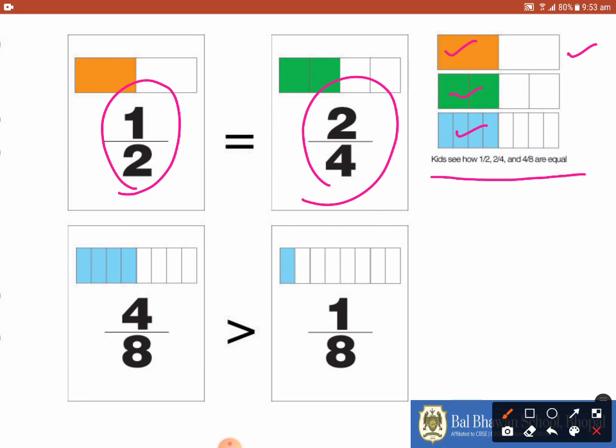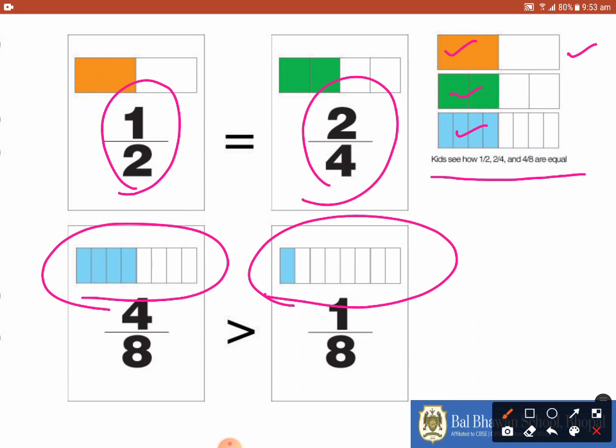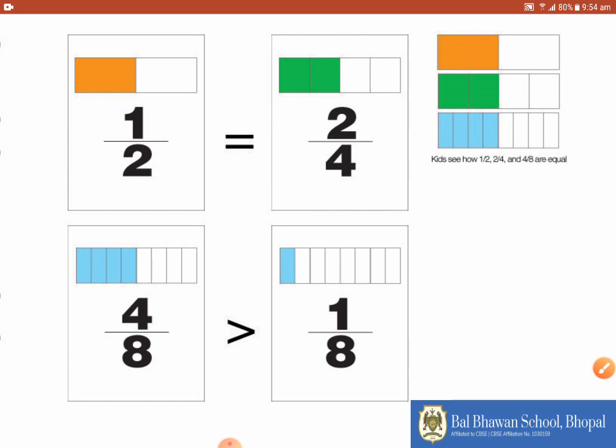There is one more example in which you can see that the rectangle is divided into 8 parts where 4 parts are shaded, and the same rectangle is divided into 8 parts where 1 part is shaded. Just by looking at the picture, we can easily identify that 4 upon 8 is greater than 1 upon 8. So children, we come to know that when we are going to compare like fractions, it means the fractions having same denominator, then while comparison we just need to observe the numerators. The fraction having greater numerator is a greater fraction.